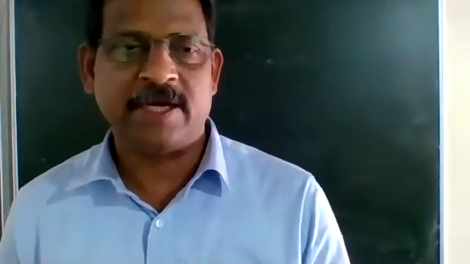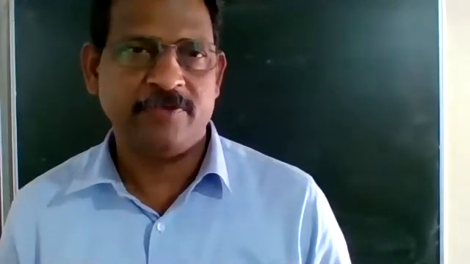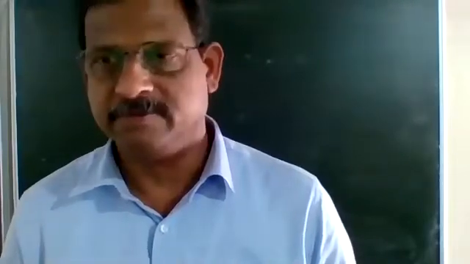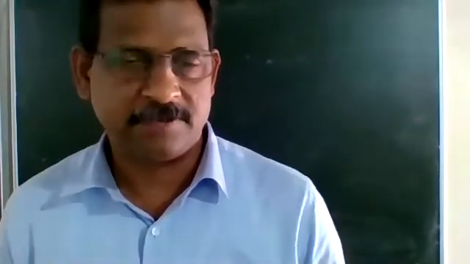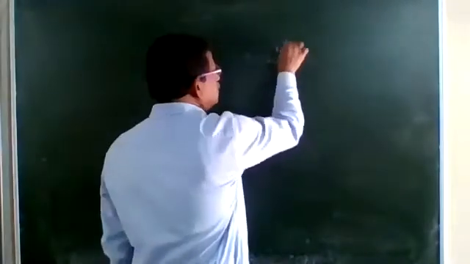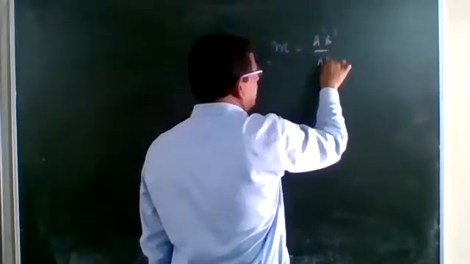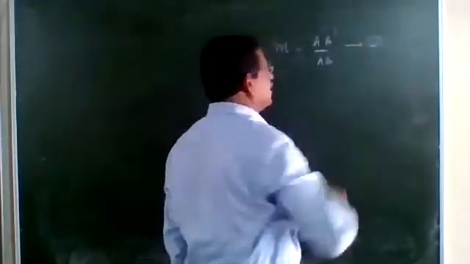Image height we represent by A dash B dash, and the object's height we represent as AB. Many diagrams we have seen this. So magnification is represented by small m, which is equal to A dash B dash divided by AB. Equation number 1.